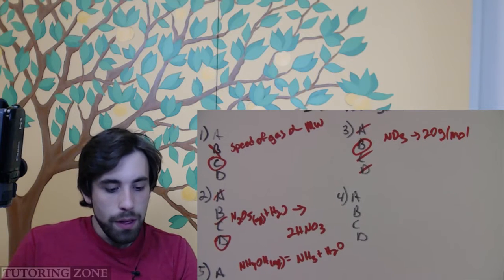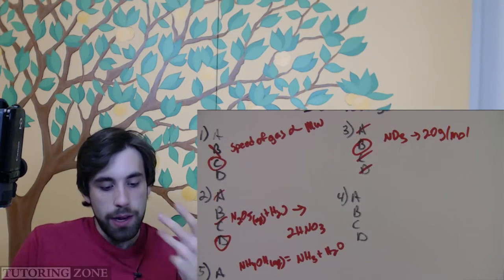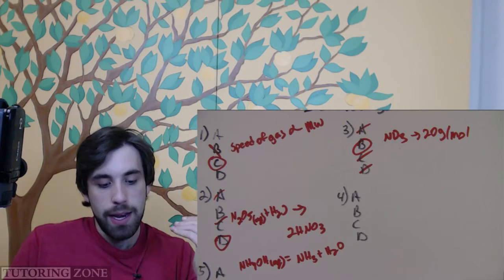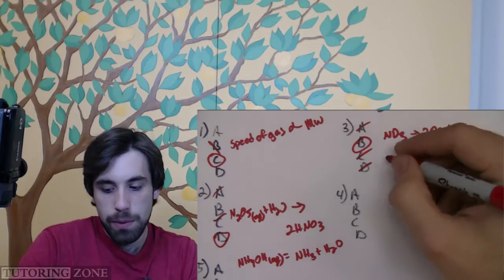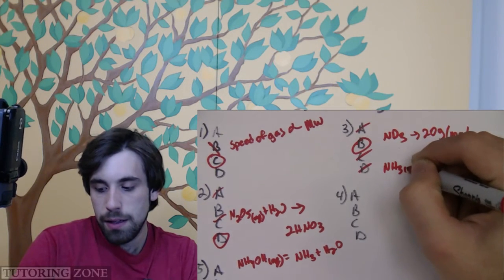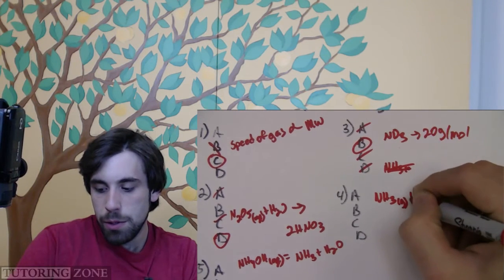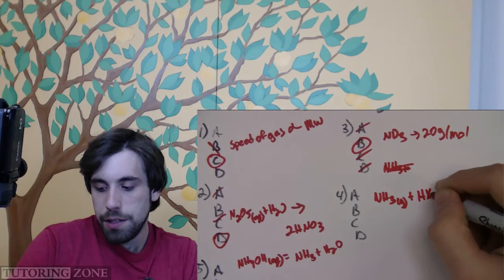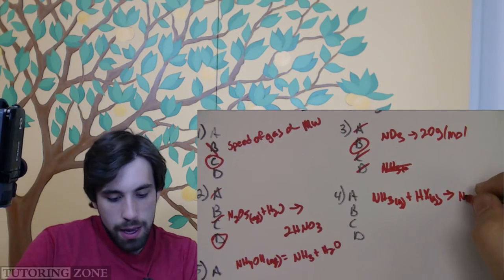Question 4. Of the following, which term best describes the process where NH3 and HX react to make NH4X solid? So what happens in the tube? First you have NH3 gas, which reacts with HX gas, and that's going to form NH4.